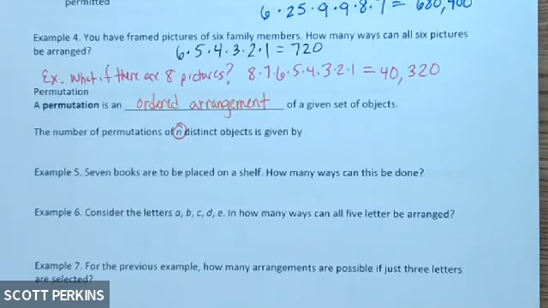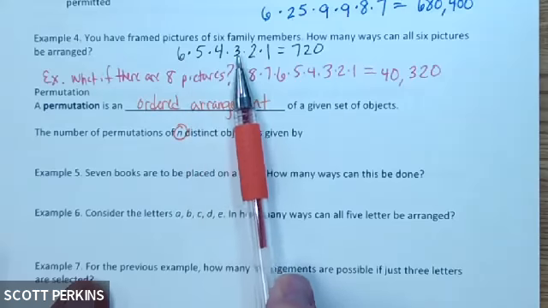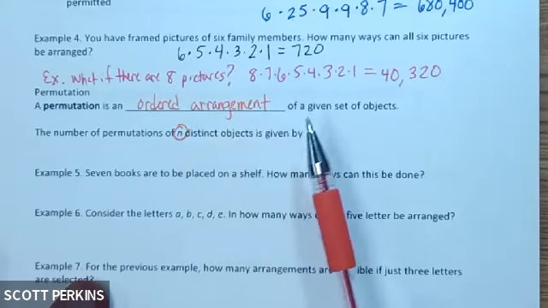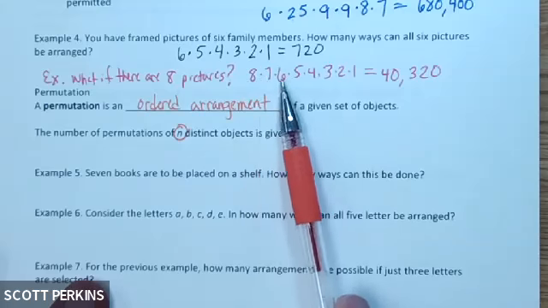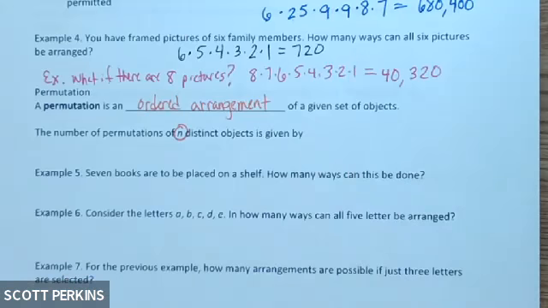So the number of permutations of n distinct objects is given by, well, notice what we did the first 2 times. When we had 6 objects, it was 6 times 5 times 4 times 3 times 2 times 1. When we had 8 objects, it was 8 times 7 times 6 times 5 times 4 times 3 times 2 times 1. You just start at how many objects there are and you go through all the choices.